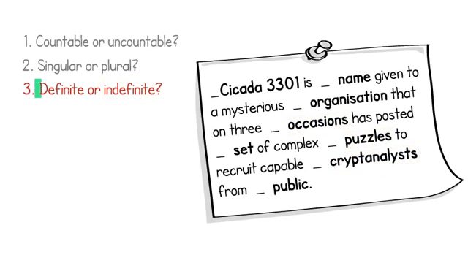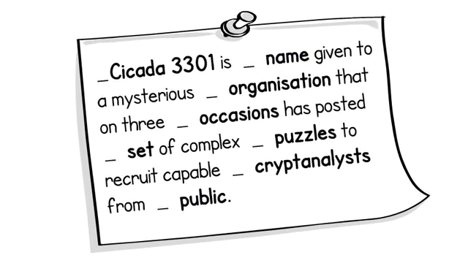There are two definite nouns, name and public. The noun name is unique. It is the single name of this internet group, and public is an adjective that is being used to describe a group of people. These two nouns need the. So the answer is Cicada 3301 is the name given to a mysterious organisation that on 3 occasions has posted a set of complex puzzles to recruit capable cryptanalysts from the public. Did you get it right?